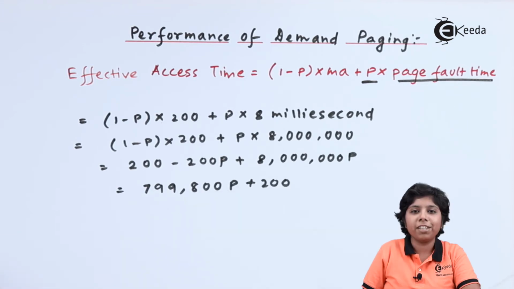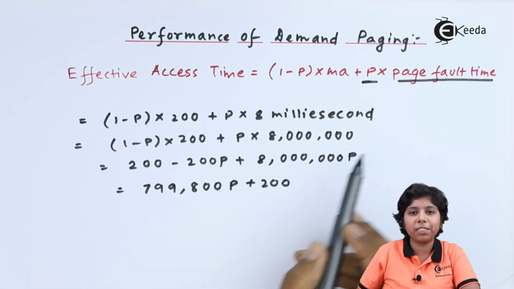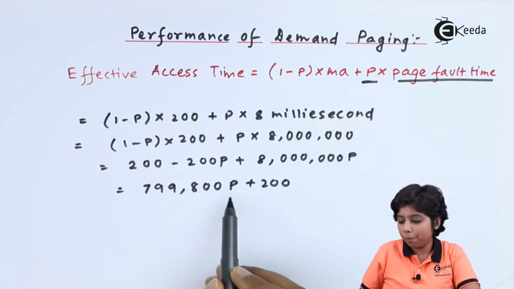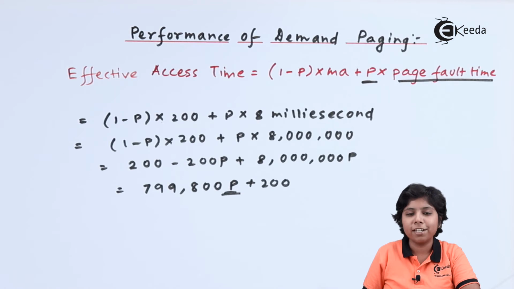So from here we can see that the effective access time is directly proportional to the page fault rate. If the probability of a page fault increases, the access time will also increase. Now from here we can see that if only one access in 1000 accesses is a page fault, the system becomes only 40% slower. That is also a huge amount when we are talking about demand paging.